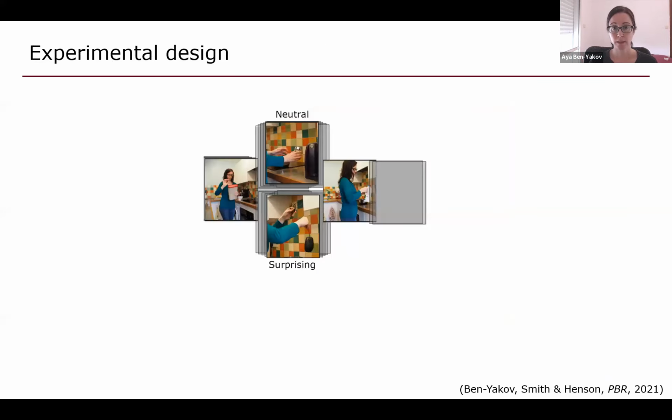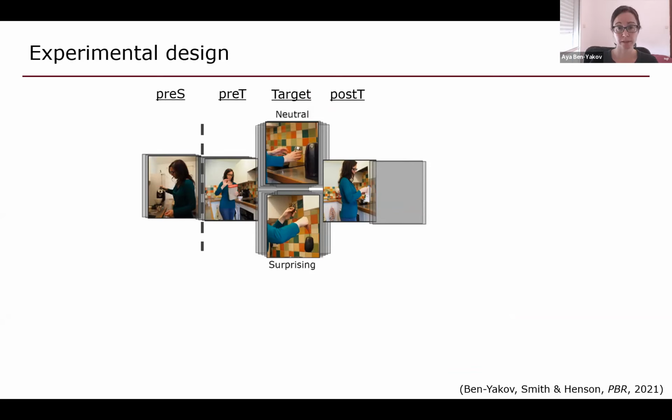We had these films, or scenes like the one you just saw, that had a surprising version, like me putting the computer mouse in a saucepan. Each such surprising scene had a neutral version in which the surprising event was replaced by a neutral one, but everything that preceded and followed it was completely identical. That's why we use stop motion. It enables us to edit the films this way. In addition, each film was preceded by what we called a pre-scene, which was a semantically related scene that was always neutral. And this gives us 4 types of events to look at.